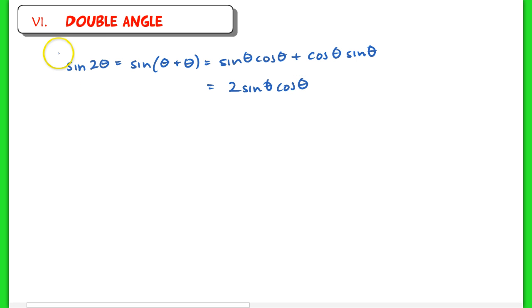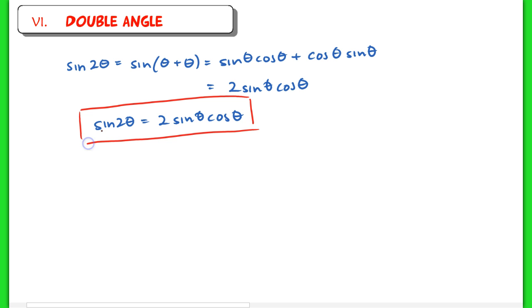So I now have a new identity. The sine of 2 theta is equal to 2 times the sine of theta times the cosine of theta. So I'm going to box this. Let's do that in red. And this becomes, let's see, how many identities have we done so far? I think this should be our 21st identity now.